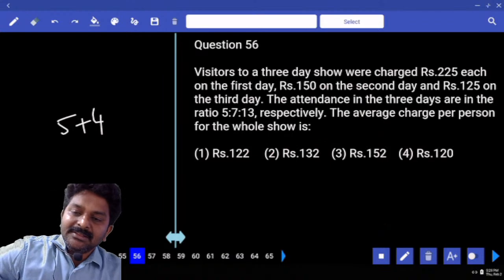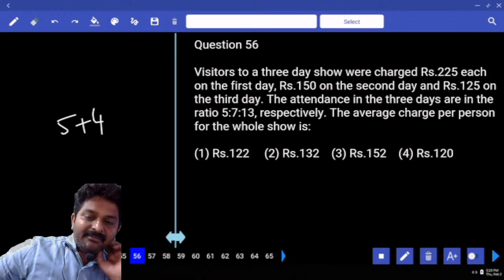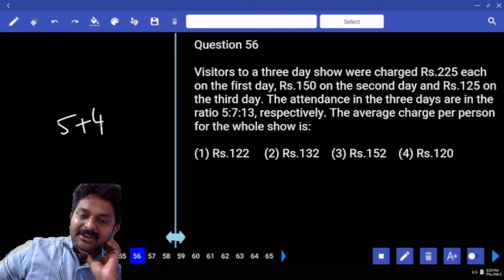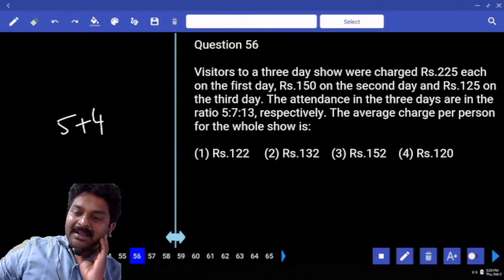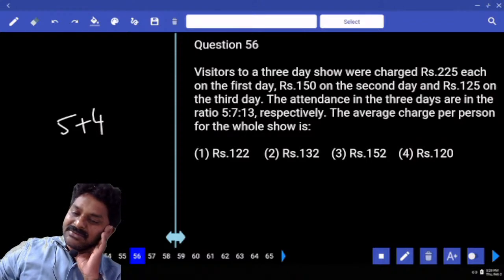Visitors to a 3-day show were charged 225 each on the first day, 150 on the second day, and 125 on the third day. The attendance in the 3 days is in the ratio 5, 7, 13 respectively.